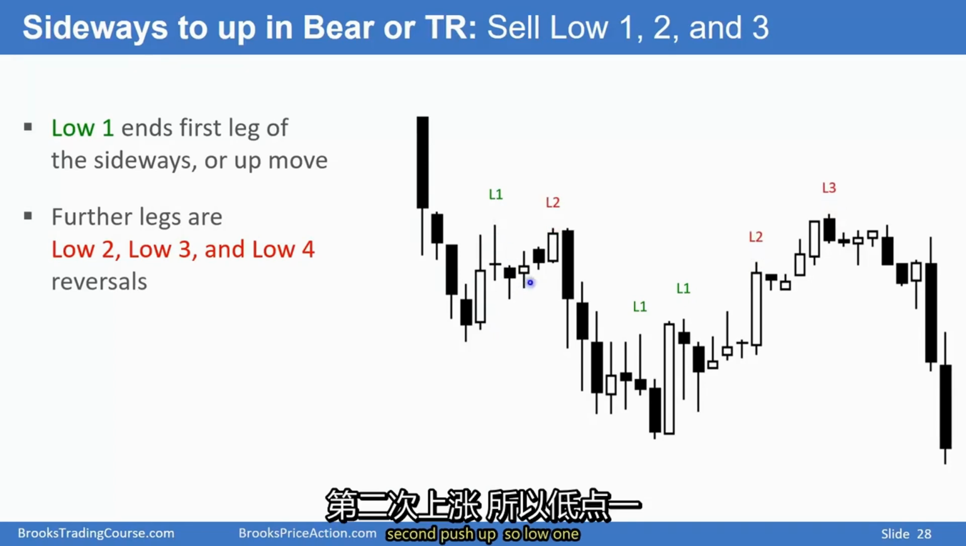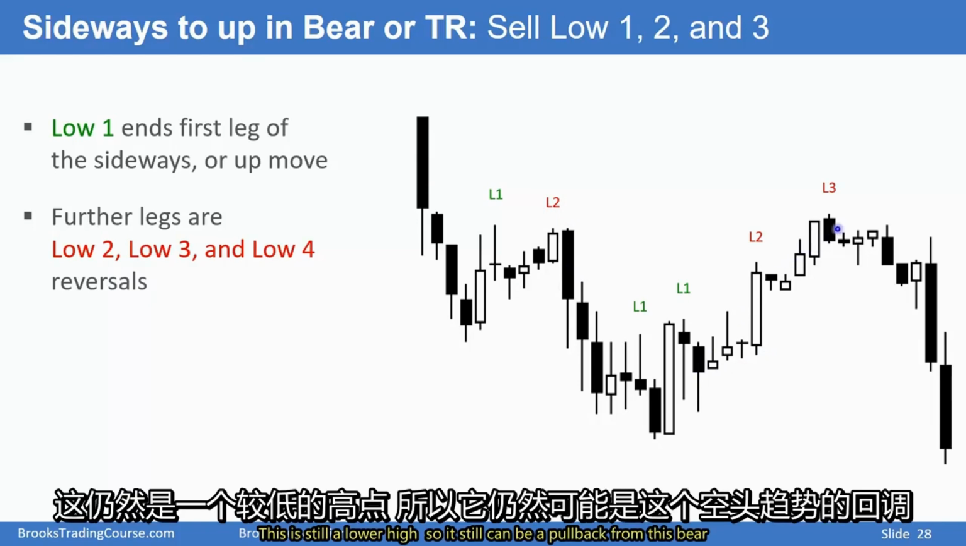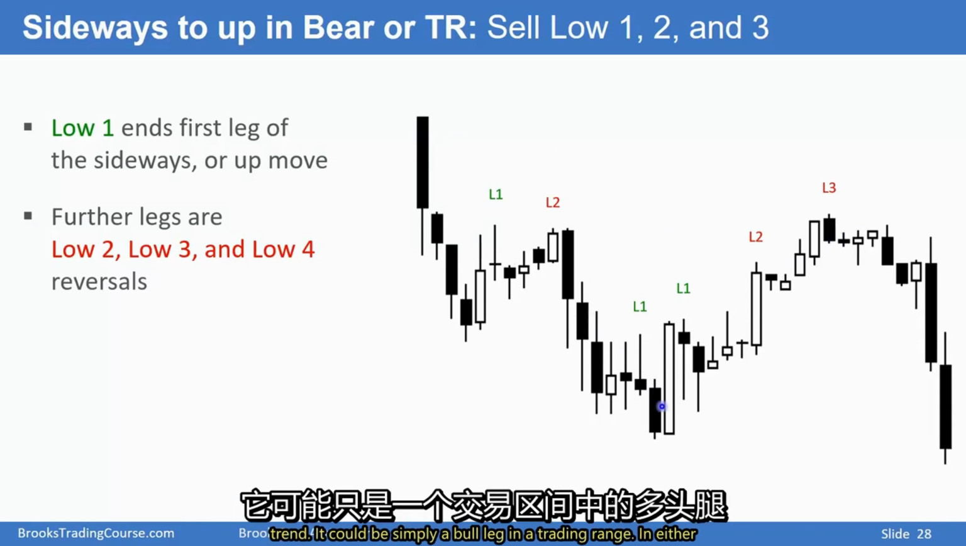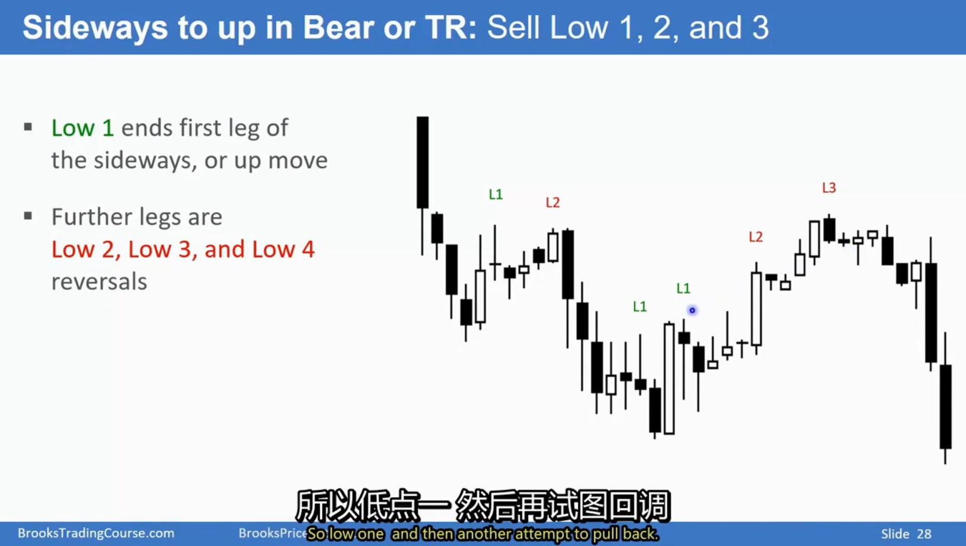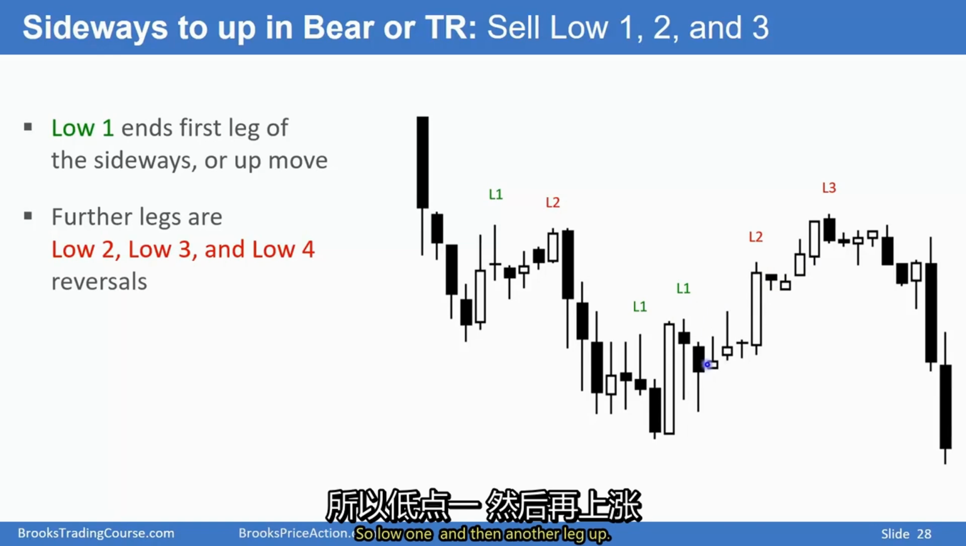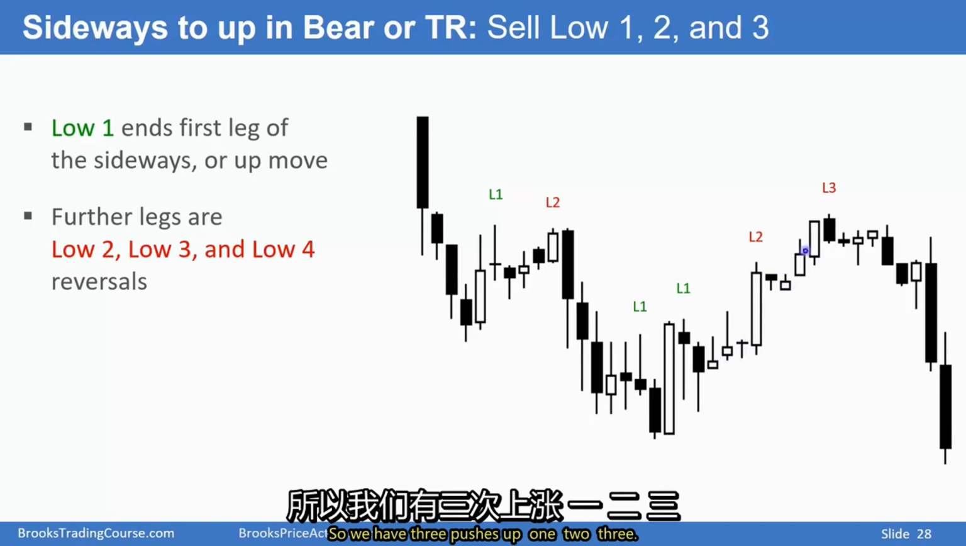So first push up, second push up. So low 1 bear flag, low 2 bear flag. This is still a lower high, so it still can be a pullback from this bear trend. It could be simply a bull leg in a trading range. In either case, you can count. So low 1, and then another attempt to pull back. So low 1, and then another leg up, an attempt to reverse, and then another leg up. So we got 3 pushes up, 1, 2, 3.